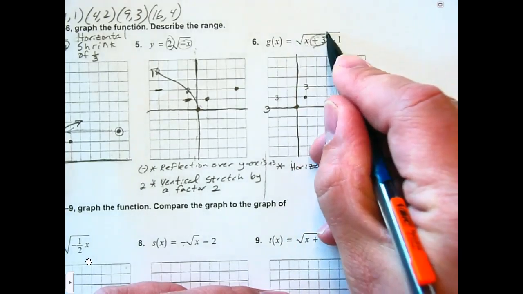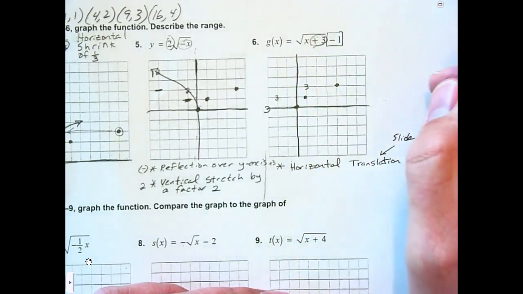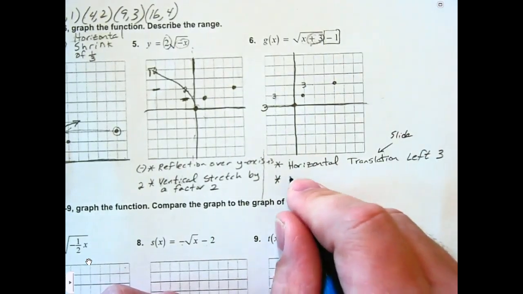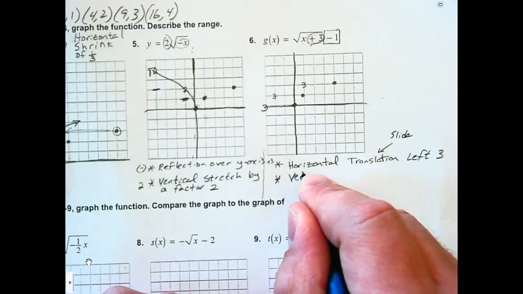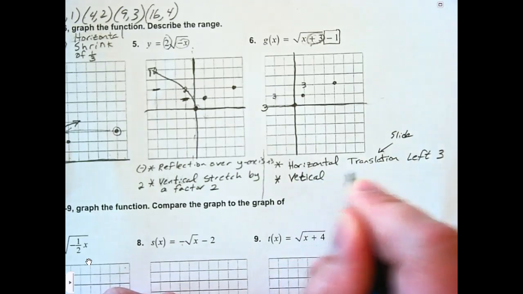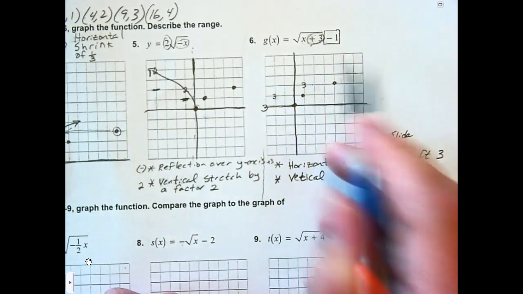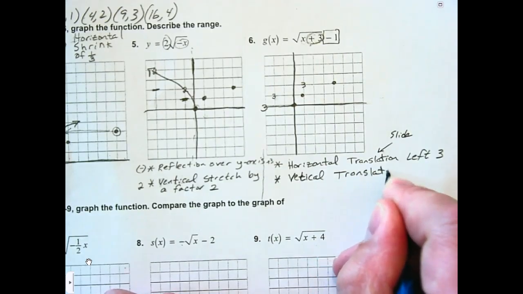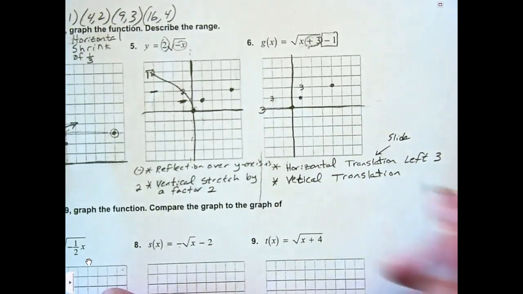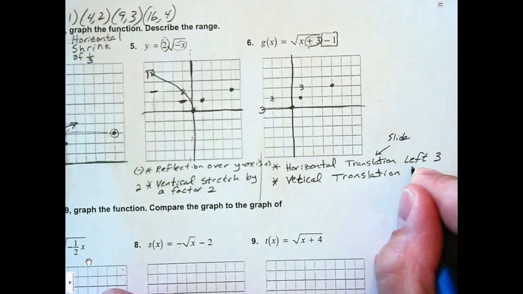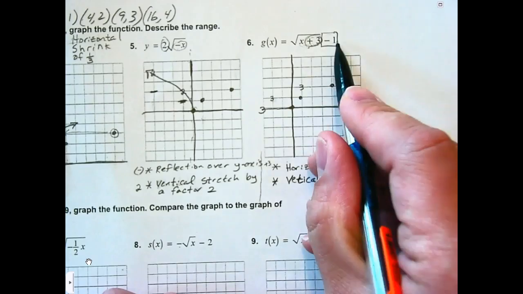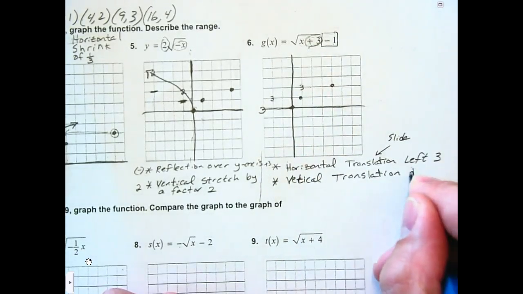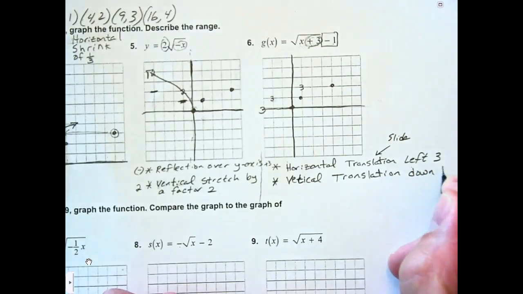Nothing out here. What's the minus 1 do? Is it vertical or horizontal? It's vertical, because it's not with the x, so that means it's with y. Vertical, it's subtracting, so it's a translation. Am I going up or down? Is this one backwards? No, only the x stuff. So this one will go down 1.